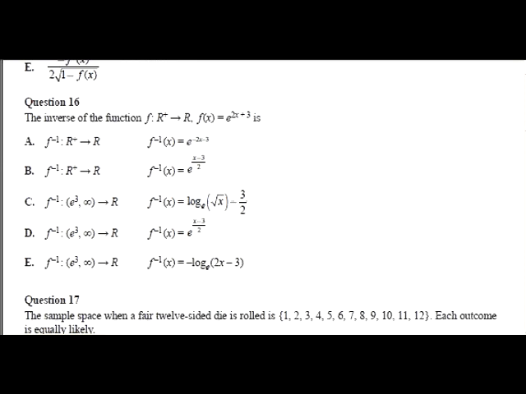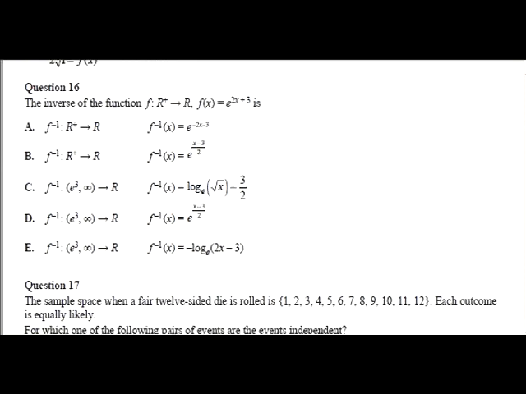Question 16. Great. You want to find the inverse of a function? Okay, quickly. Before you write anything down, you know that A, B, and D are all wrong, right? Inverse of an exponential is going to look like a log. So let's just get that out there. Okay, so it's going to be either C or E. Keep that in mind.